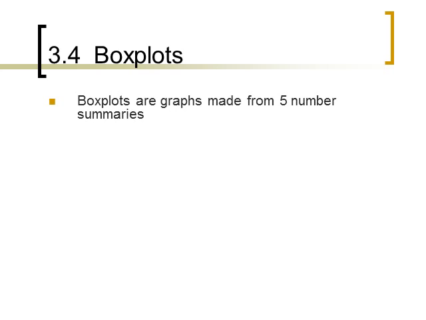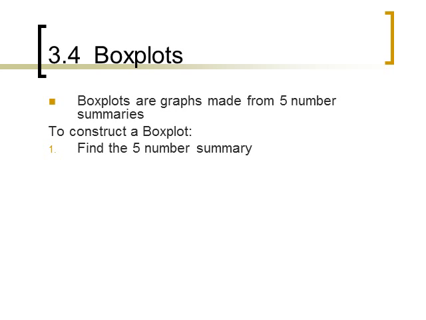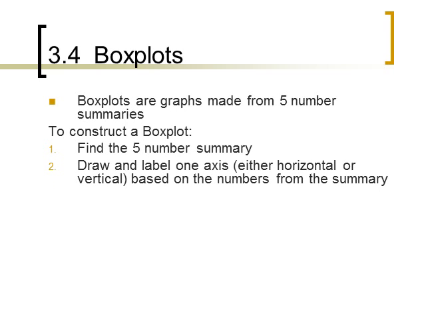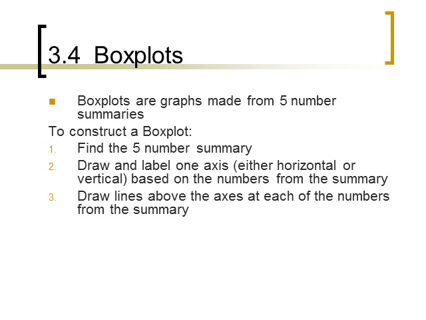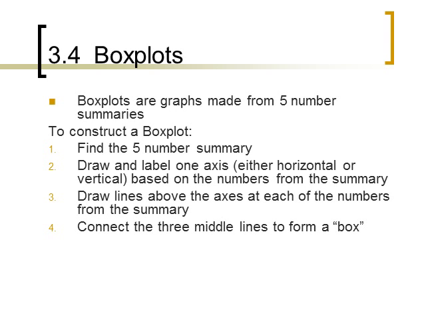Box plots are special graphs that are made from 5-number summaries. To construct a box plot, we find the 5-number summary that we just did 2 examples for. We're going to draw and label a horizontal x-axis. And what we're going to then do is create an appropriate scale. So maybe we go up by 1s or 5s or 10s.